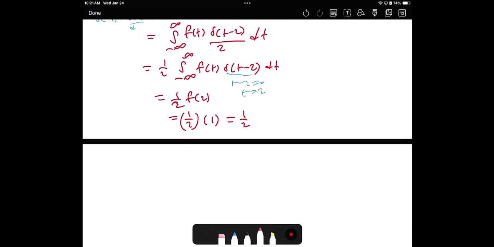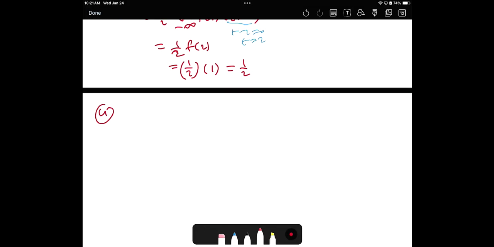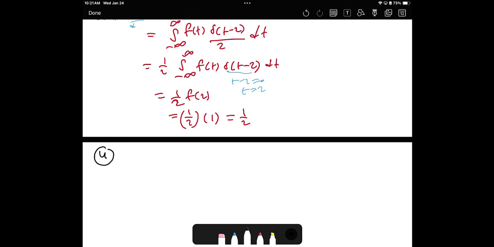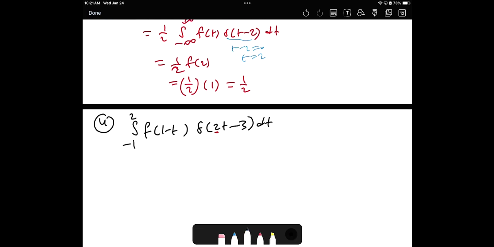Okay, let's go to number 4. The integral between -1 to 2 of f of 1 minus t delta 2t minus 3 dt. Now it's getting more complicated. So the first observation, try to look at delta. We have 2 here. We will take 2 as a common factor.